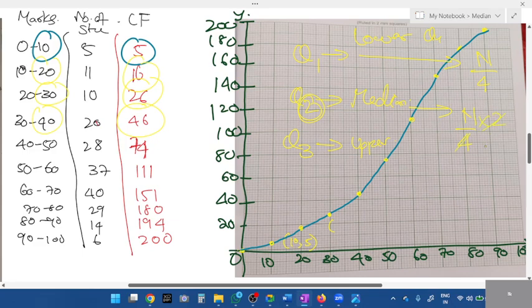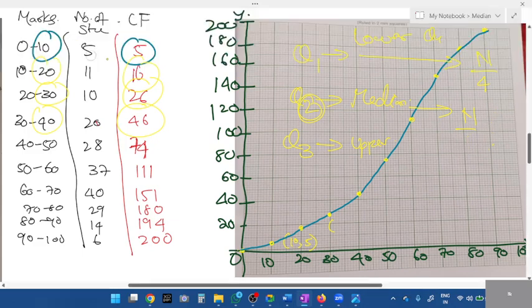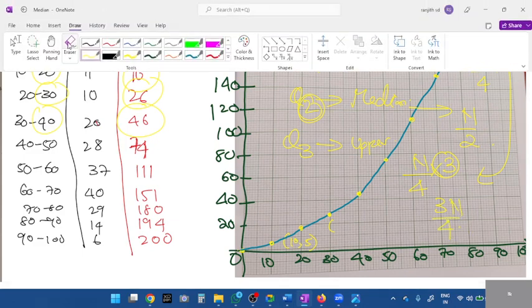What happens if you reduce? You get n by 2. Remember the formula for median, it is n by 2, students. Next, take this n by 4. For Q3, with what do you have to multiply? Into 3. So what's the formula? 3n divided by 4. These are the formulas.